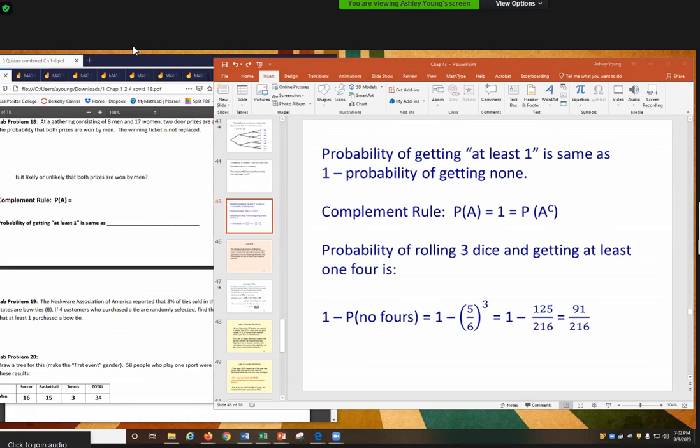is the probability of no 4s, right? So I do 1 minus that, and I get the right answer. If you gave it to me as a decimal, I'm totally okay with that. I don't need a fraction. I just like to work in fractions wherever I can because it's cleaner, and so I like it better.